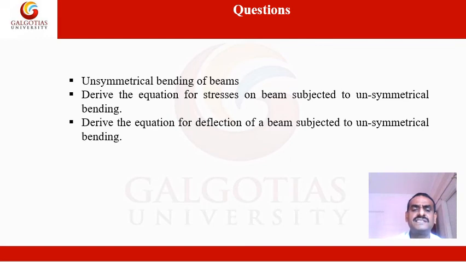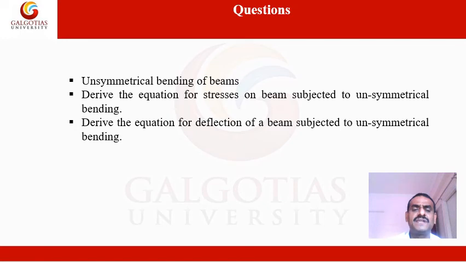The second case is where the cross section of the beam itself is unsymmetrical, and it is subjected to loading on any one of the principal axes. This case also finally results in unsymmetrical bending of the beam. So these two cases result in unsymmetrical bending.